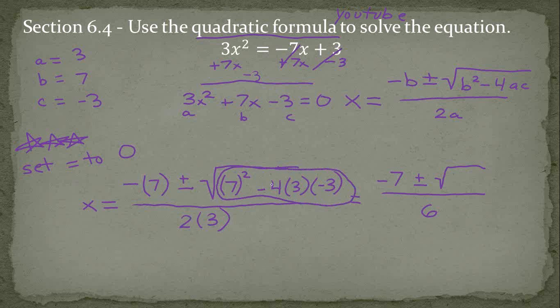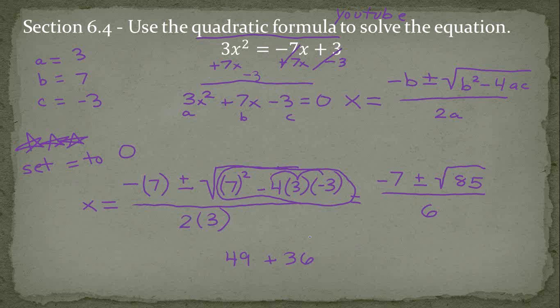So you could type this into the calculator. You have to use the parentheses. Or if you're doing it by hand, 7 squared is 49. And when you multiply all of these together, negative 4 times 3 is negative 12, times negative 3 is positive 36. And then if I add those together, I get 85.